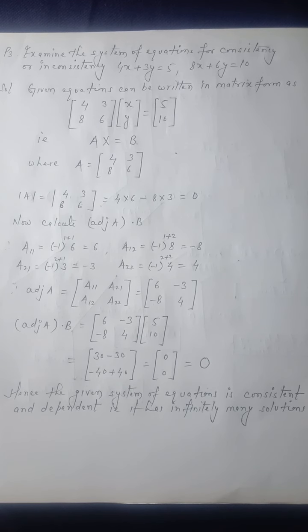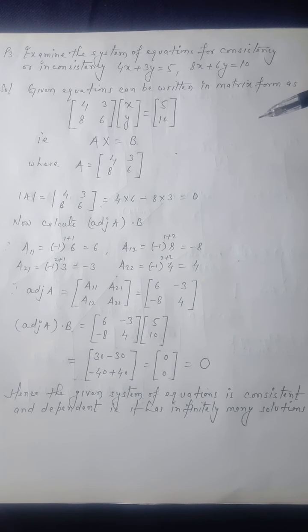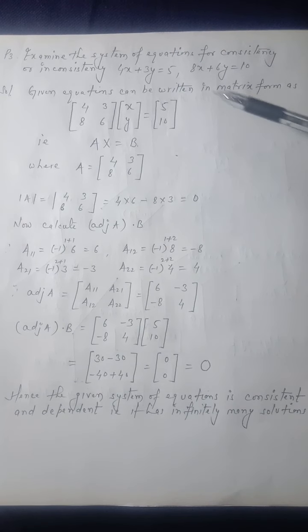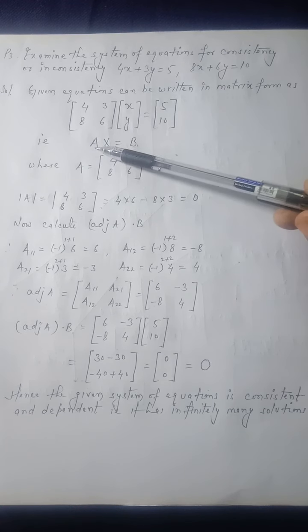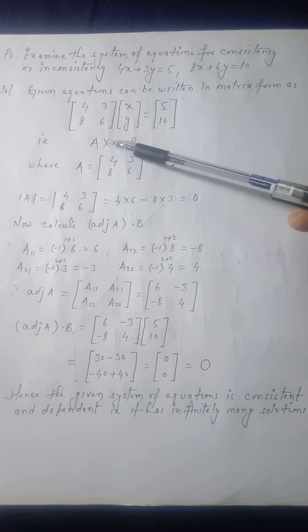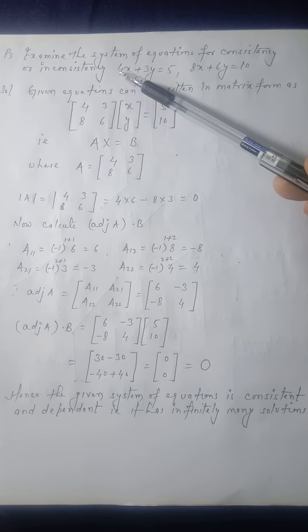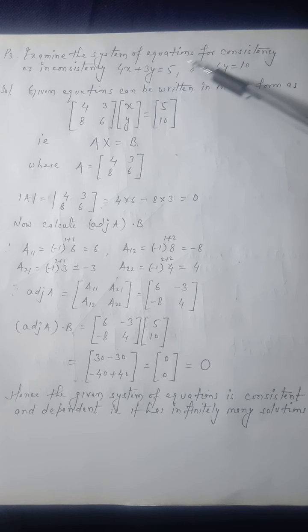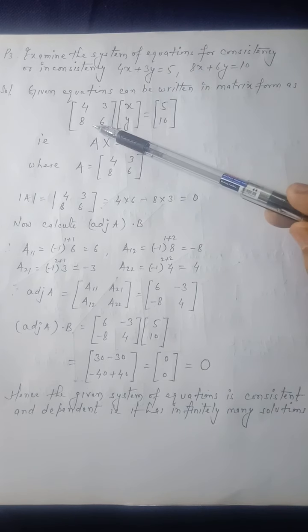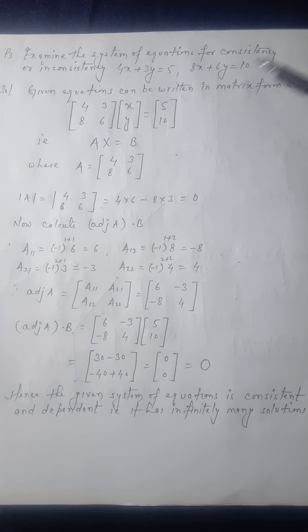Take next question which is similar to the previous one, but here the final case is different. So you must note this. Again, two equations are given and we have to check about consistency or inconsistency. The process is same, so you make the matrix equation which is in the form of Ax is equal to B, where A is the coefficient matrix and here coefficient is 4, 3 and 8 and 6. This is variable and this is 5 and 10.